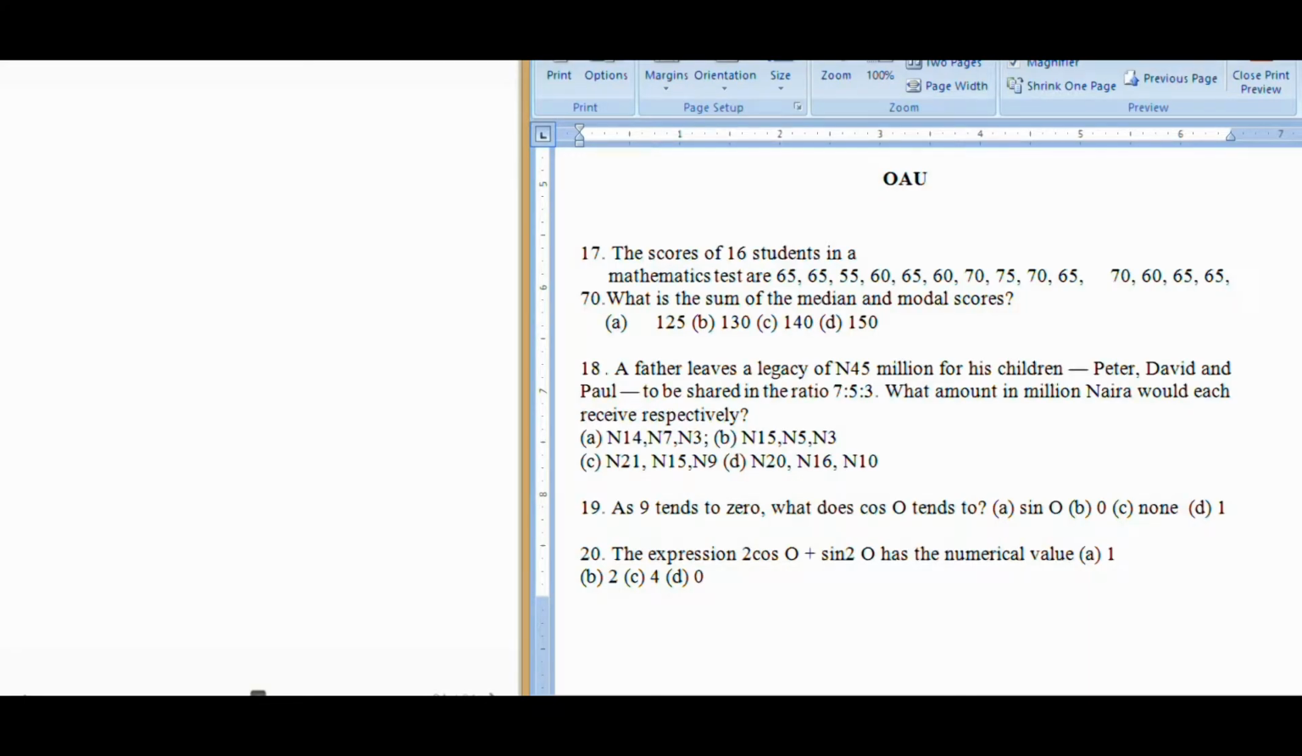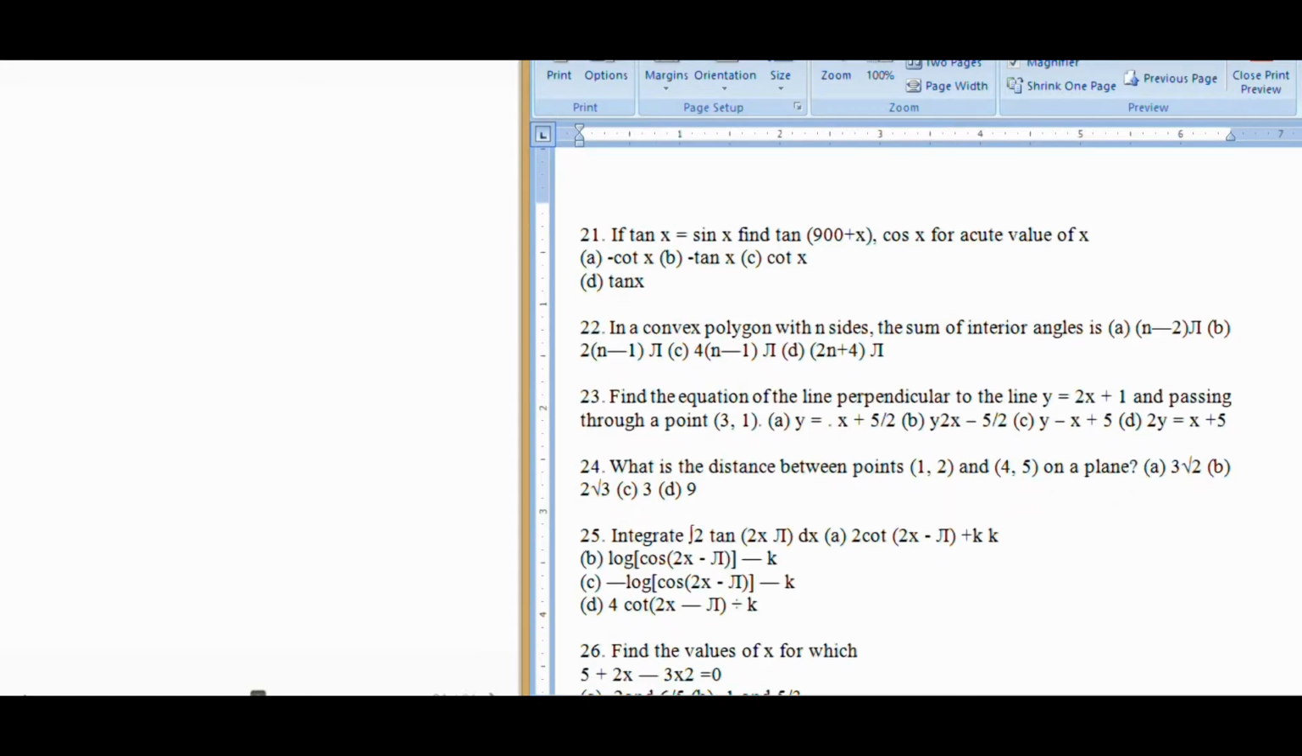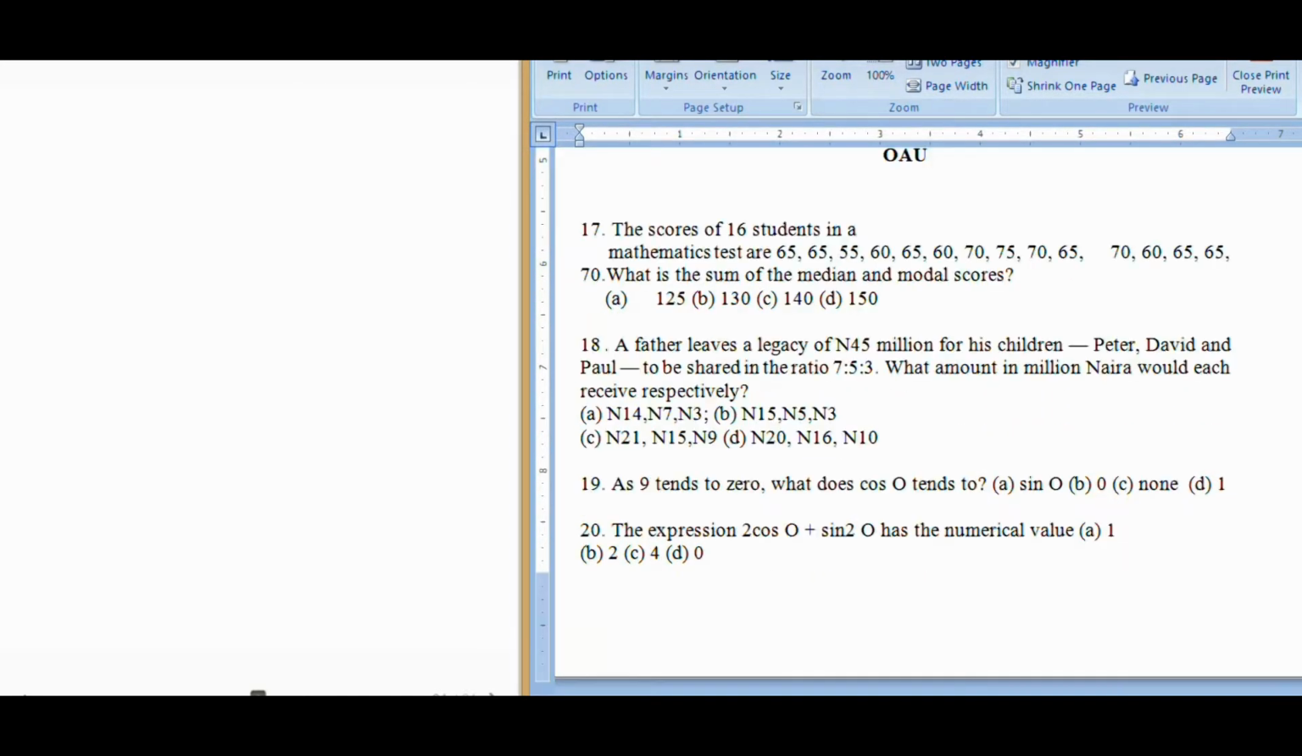A father leaves a legacy of 45 million naira for his children, Peter, David, and Paul, to be shared in the ratio 7 to 5 to 3. What amount in millions of naira will each receive? Now, how do you do this?